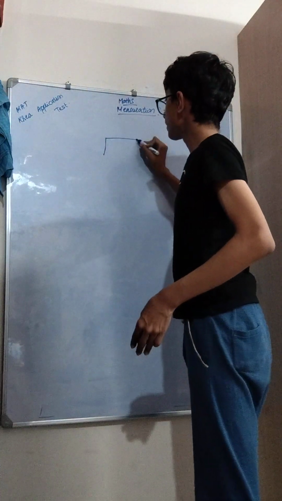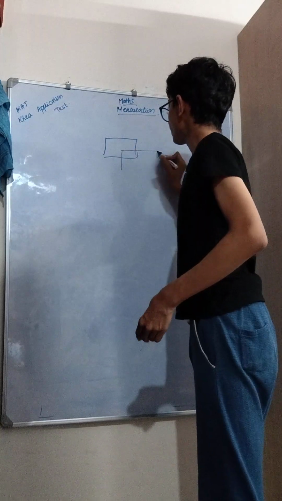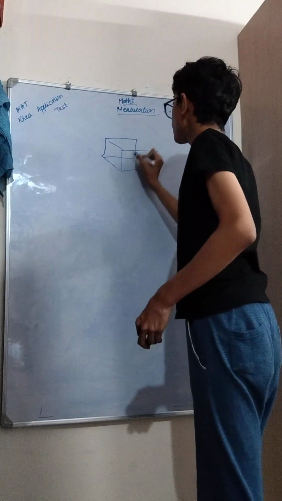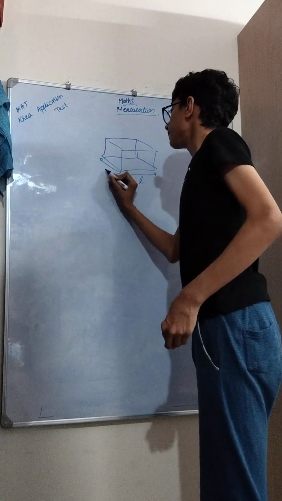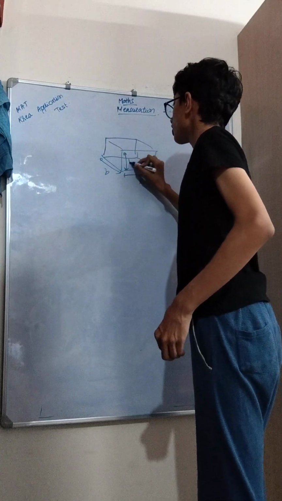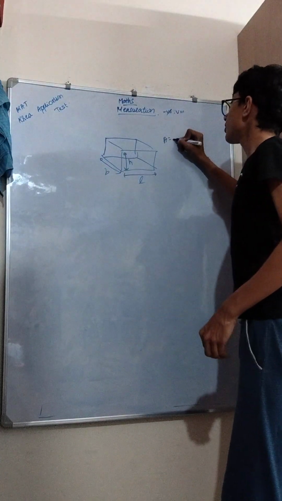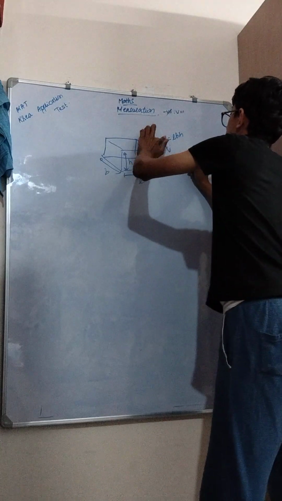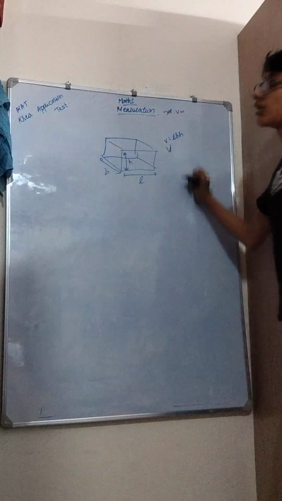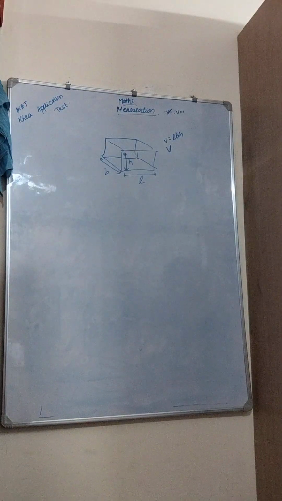So now what is this? Cuboid. So cuboid, it has L, B and H. So what is the area of a cuboid? LBH. What is the volume of... no, this is volume. Okay, this is the volume of a cuboid.